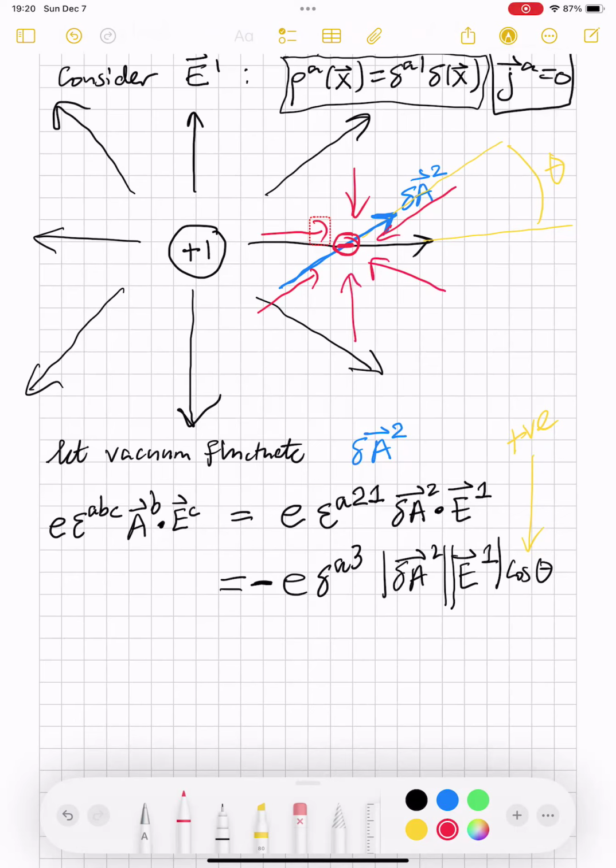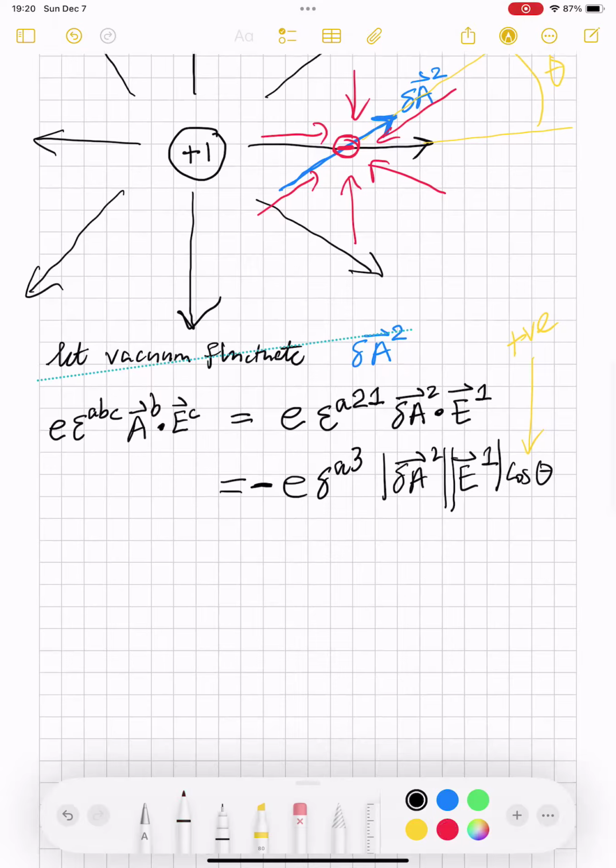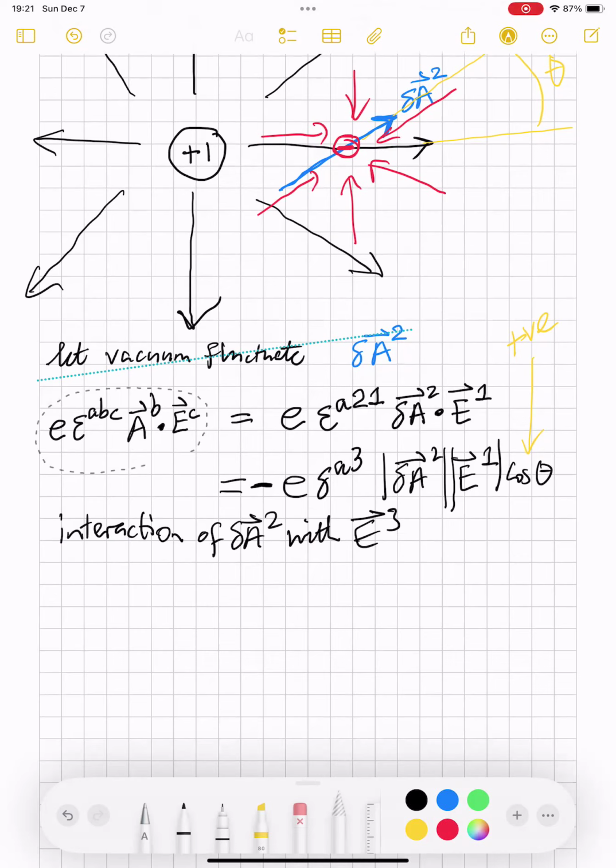Good. But now we've got the 3 field that can interact with the A field, with the A2 field. So now let me just write it here so that you get the logic: interaction of delta A2 with the E3. And let's see what this gives. Again, the term we have to pay attention to is this nonlinear term. So let's rescue that here. Good, here it is. Great.